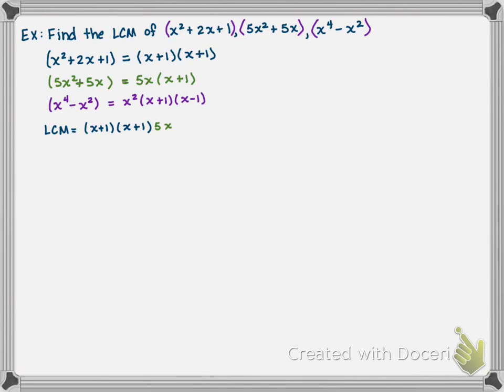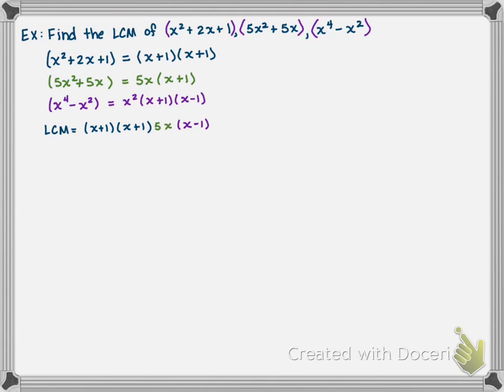And then are there any factors in my third factorization that I don't already have in my LCM? x squared and x minus 1. So there's an x minus 1, but then with the x squared, remember that x squared is x times x. So do I need 2 factors of x?